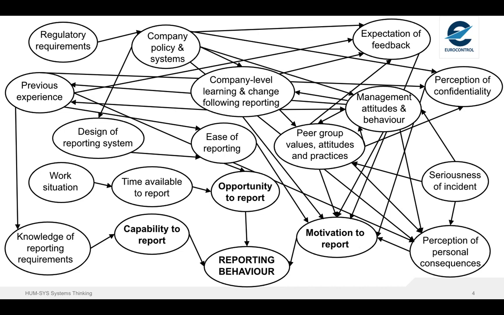Company policy and systems will also have an influence on management attitudes and behaviours. It may be more or less strong. And again, another feedback loop, because managers' attitudes and behaviour will affect company policy and systems, especially if they are involved in adapting or writing or, of course, enacting those policies and systems. And the management attitudes and behaviour will now influence perception of confidentiality, again, along with many other influences. And so we start to see that there are more and more feedback loops going on within this influence diagram.